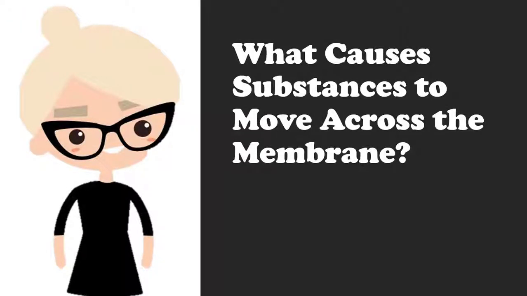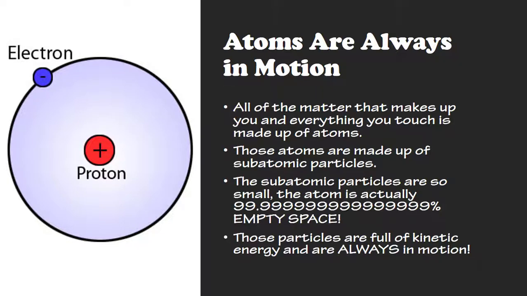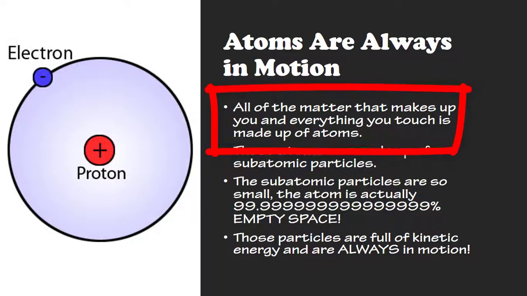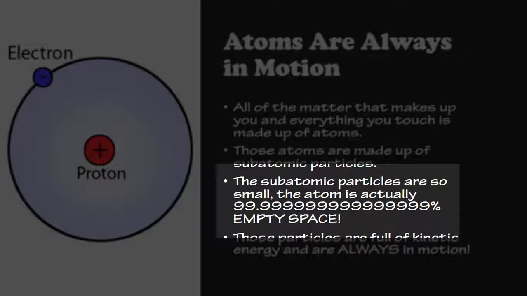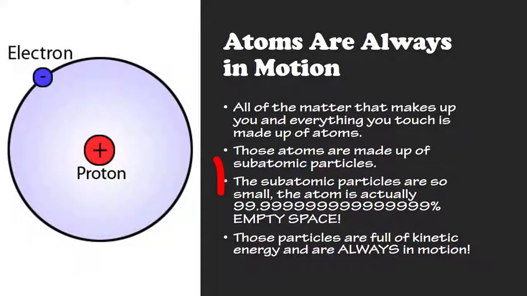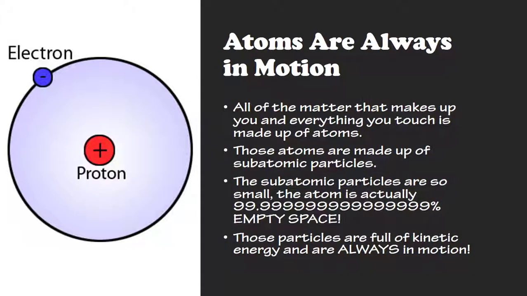What causes substances to move across the cell membrane? Atoms are always in motion. All of the matter that makes up you and everything you touch is made up of atoms. Those atoms are made up of subatomic particles. The subatomic particles are so small, the atom is actually way more than 99% empty space. Those particles are full of kinetic energy, and they are always in motion.